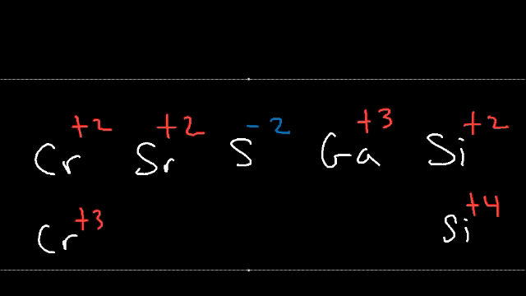So now let's try another question. Let's say you're given the following elements: bromine, selenium, germanium, potassium, magnesium, cobalt, and uranium.